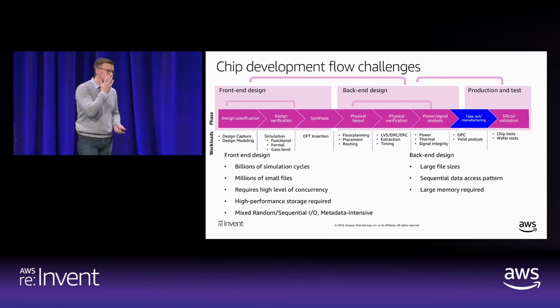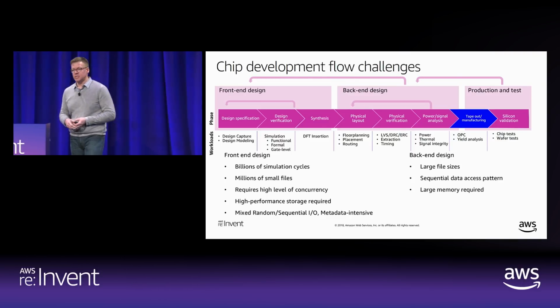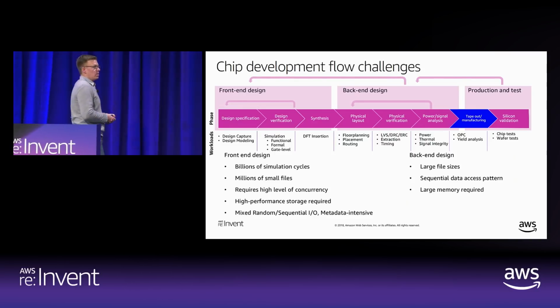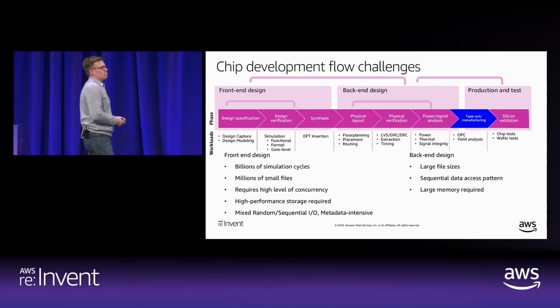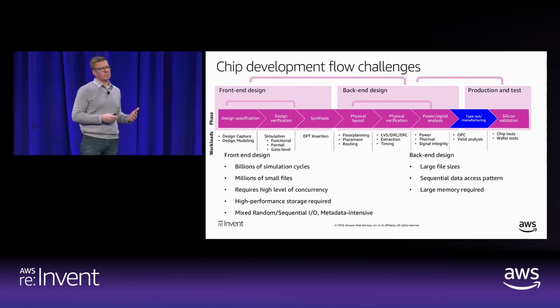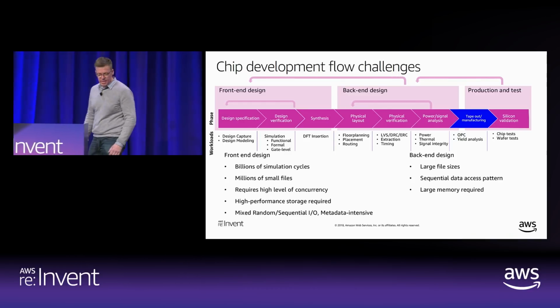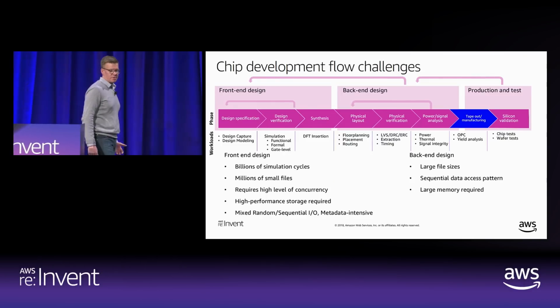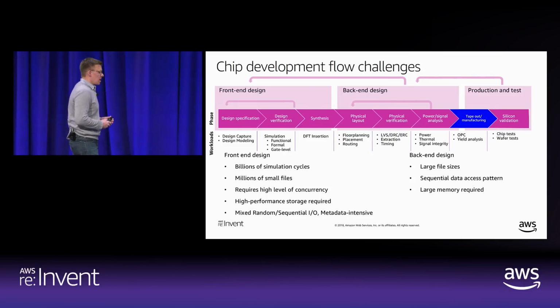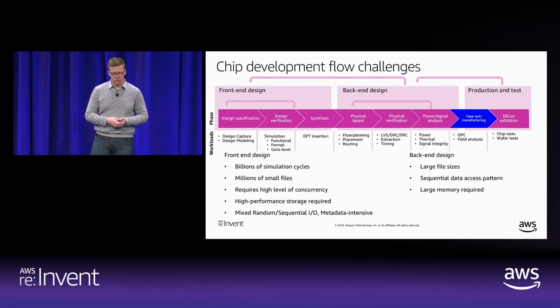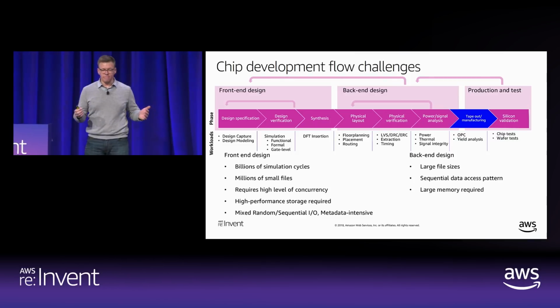We've also got millions of small files being created during these simulation and verification runs. There's also a high level of concurrency when you're running thousands, tens of thousands of jobs all at once. And that equates to a need for high-performance storage. The storage that we see is a mix of random and sequential I/O for the front end. It's very taxing on the storage system when you're running these simulations. So there are lots of challenges on the front end.